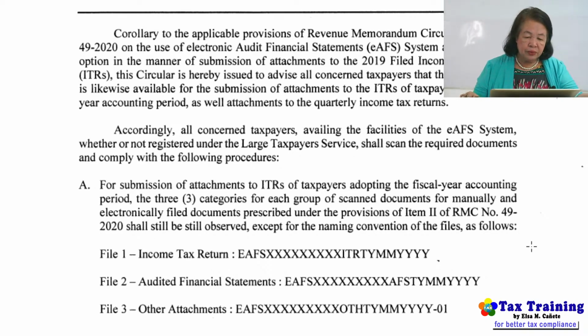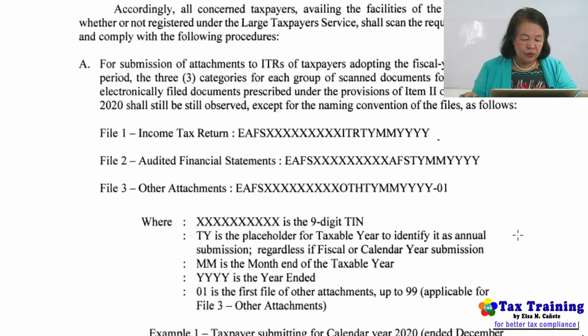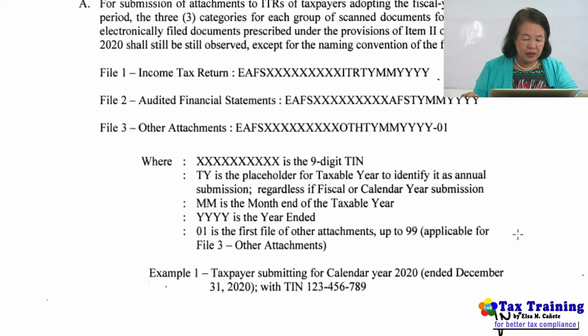Okay. So what is the naming convention? The first XXX is the 9-digit TIN, and then the taxable year, whichever year it is. The YYY is the year period, and the 01 is the first file of other attachments. So, for example, a taxpayer submitting for calendar year 2020. What is the TIN? 1, 2, 3, 4, 5, 6, 7, 8, 9. So that is your very first file.